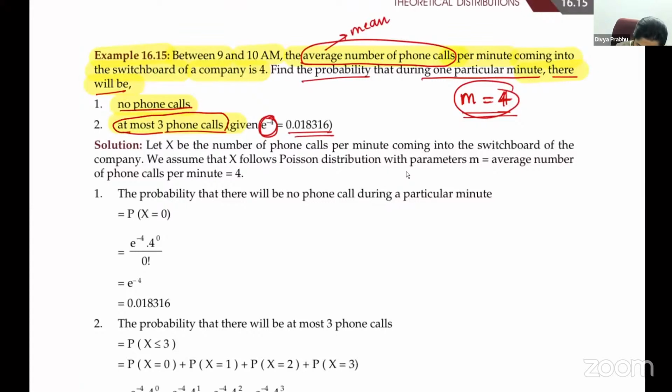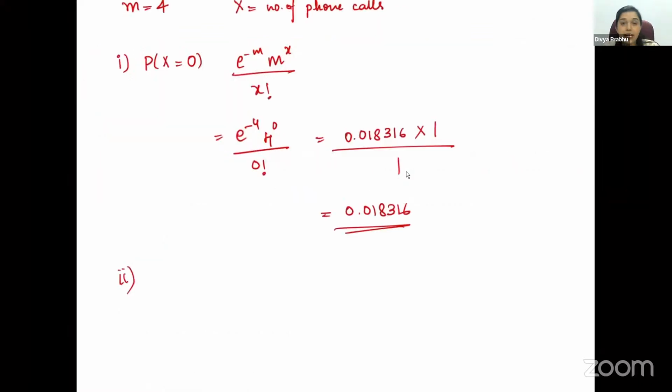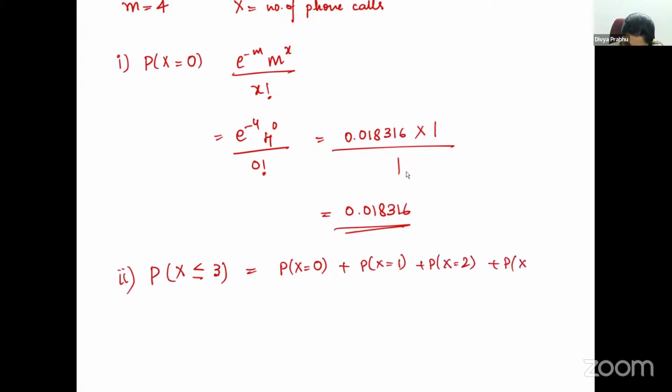At most 3 phone calls. At most 3 phone calls means what? It means it is maximum 3 phone calls. Maximum 3 phone calls means it can have less than 3, but maximum should be 3. So I have to find the probability where X is less than or equal to 3. Got it? Less than or equal to 3 means probability where X equals 0 plus probability where X equals 1 plus P of X equals 2 plus P of X equals 3.